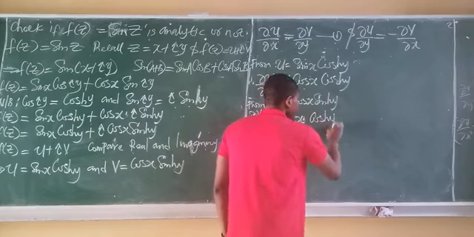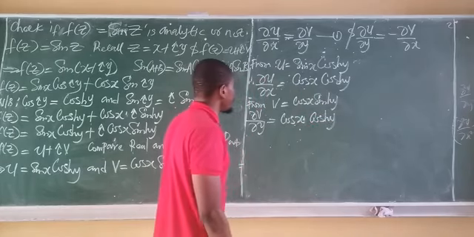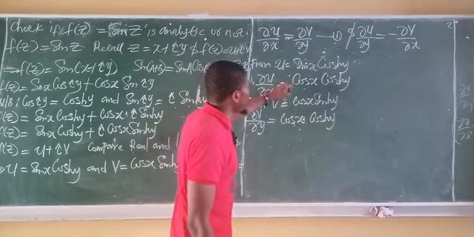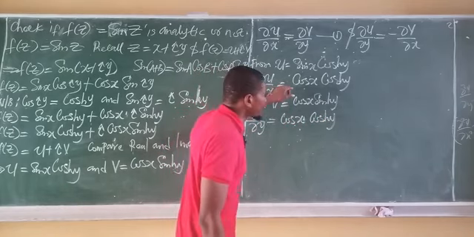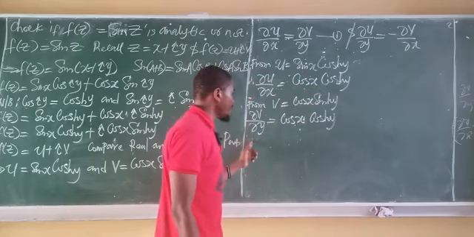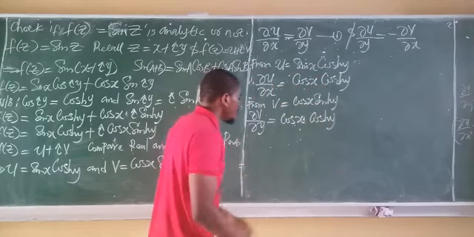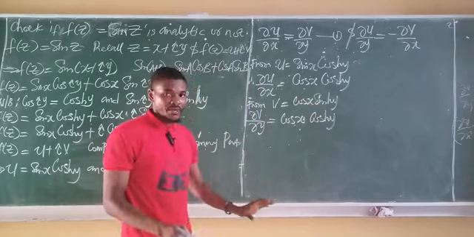So let's compare the two equations. Notice that partial u over partial x gives us cos x cos y, and partial v over partial y gives us cos x cos y. Which means the first equation has been obeyed.